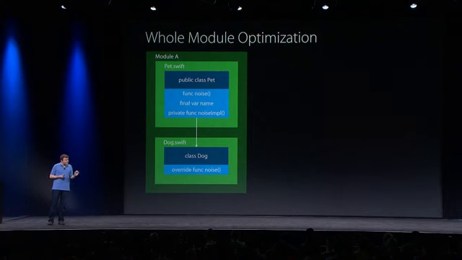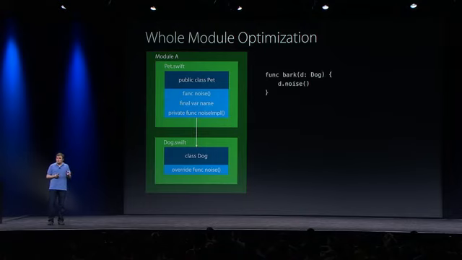We've been talking a lot about the class pet, but what about dog? Remember that dog is a subclass of pet that has internal access instead of public access. If we call noise on an instance of class dog, without more information, the compiler must insert indirection because it cannot know if there is a subclass of dog in a different file of module A.